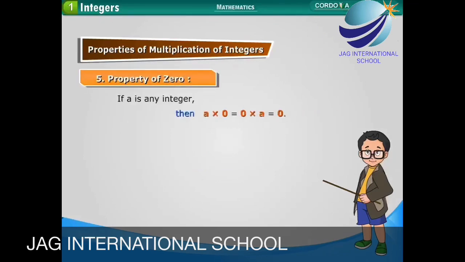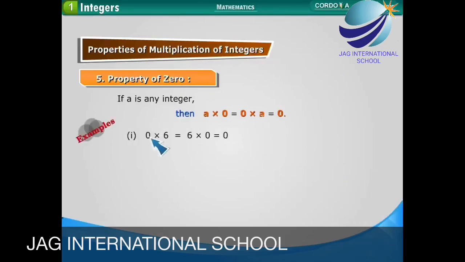If A is any integer, then A into 0 is equal to 0 into A, which is equal to 0. Examples: 0 into 6 is equal to 6 into 0, which is equal to 0. Negative 5 into 0 is equal to 0 into negative 5, equal to 0.